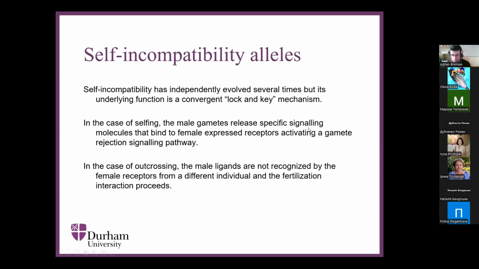So the males are basically signaling, and the female receptors are looking for the specific signal of self, and that will cause the pollen rejection pathway. And if there's no recognition, that pollen isn't recognized as self, and pollination can proceed as usual.